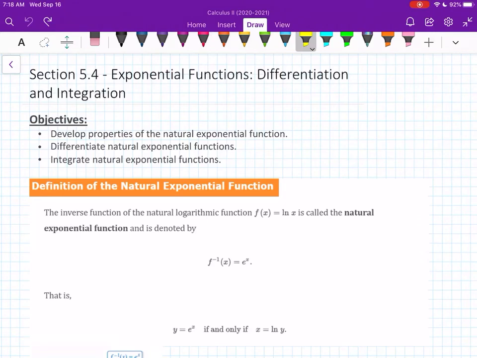Hello and welcome. Our lesson today is on section 5.4, exponential functions, differentiation and integration. We're going to define the natural exponential function and then talk about how to differentiate and integrate different variations of it.